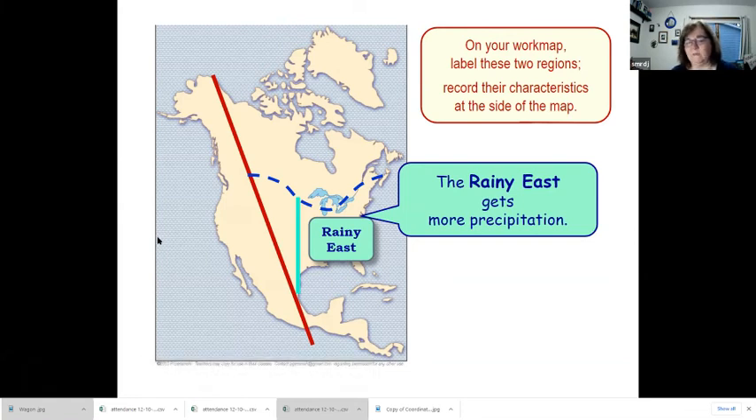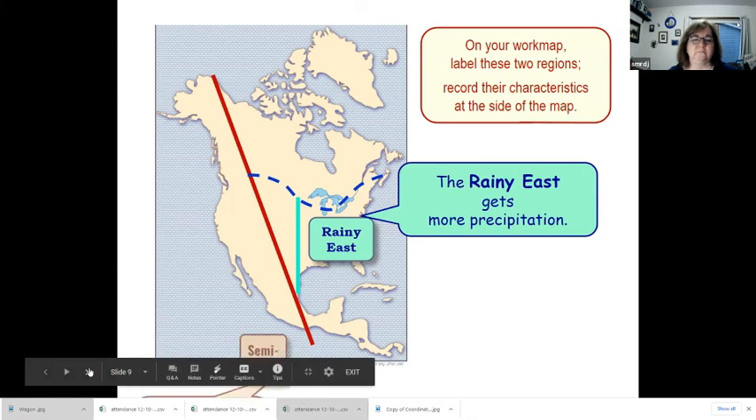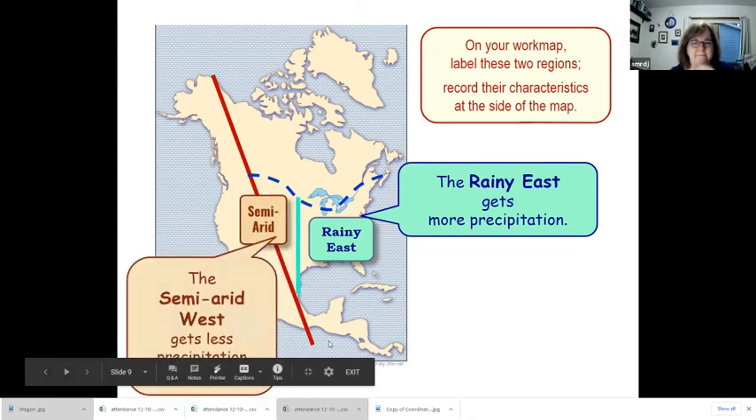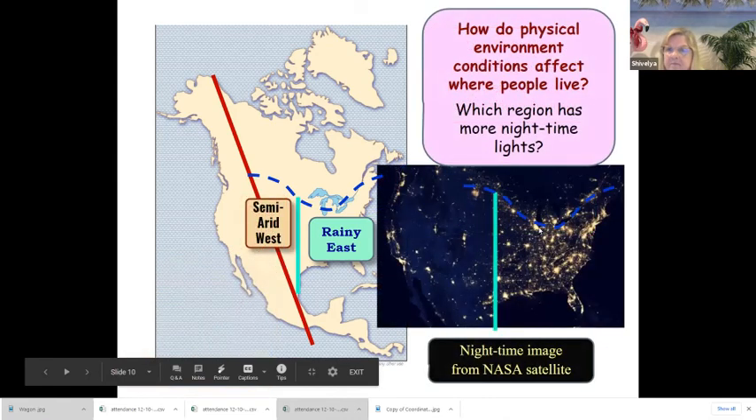And anyone who's traveled is going to know a little bit more about our arid area of land and our non-arid. Gets less precipitation. Yep.